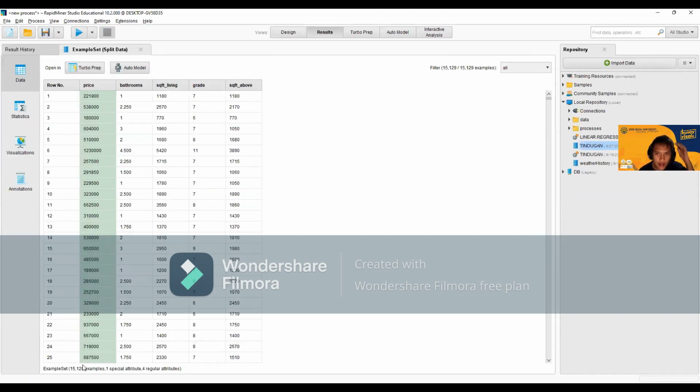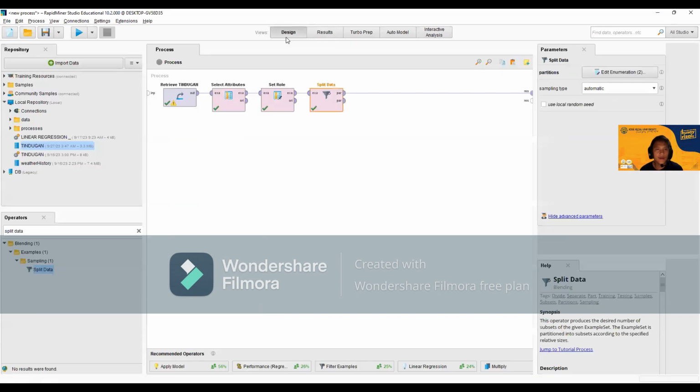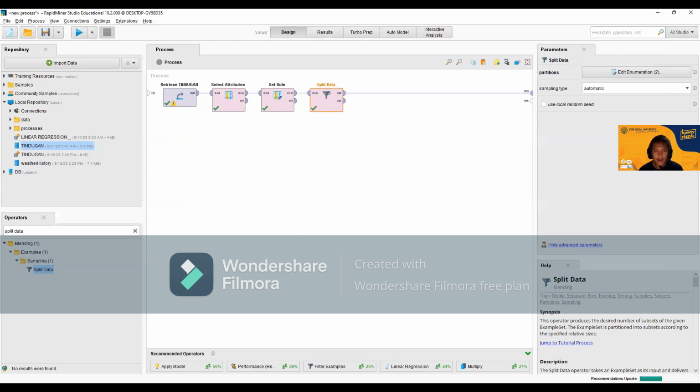for the 21,400 plus examples, there are 15,120 examples here, and one special attribute and four regular attributes. So our next step is we need to use the linear regression operator.